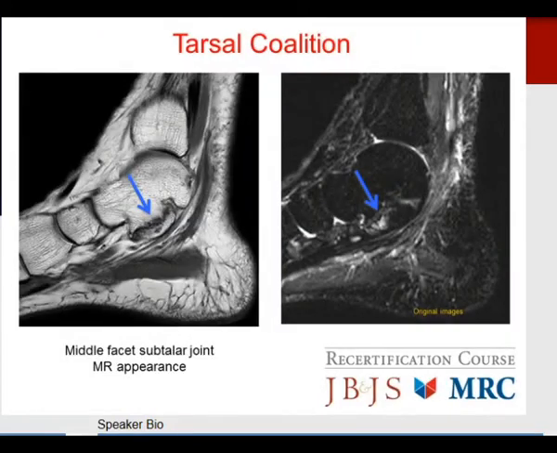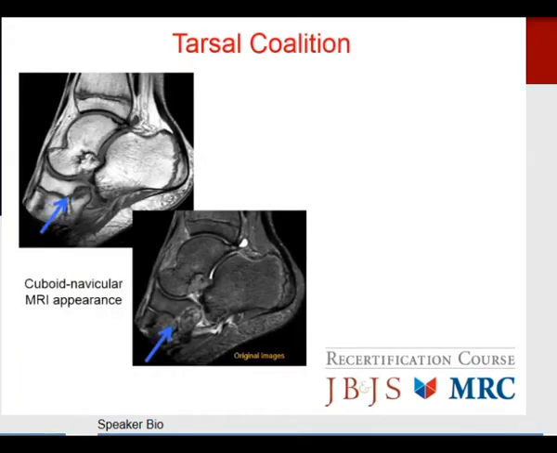Okay, tarsal coalition is also a hot topic item. You need to be able to identify the appearance of tarsal coalition. If you look at the normal talonavicular joint, you see that the cortex is linear and low signal and very smooth. But if you look at the cortex in the middle facet of the subtalar joint, you see that it's undulating and irregular. And on the T2 weighted sequence, we see adjacent edema in the bone indicating stress-related changes across the joint space. So this is an abnormal fibrous coalition, middle facet subtalar joint associated with reactive marrow edema.